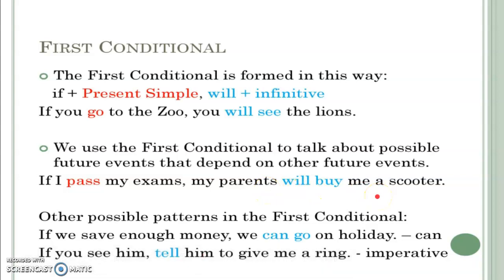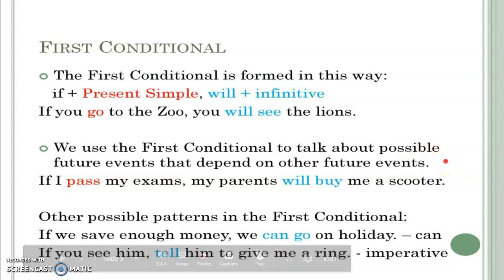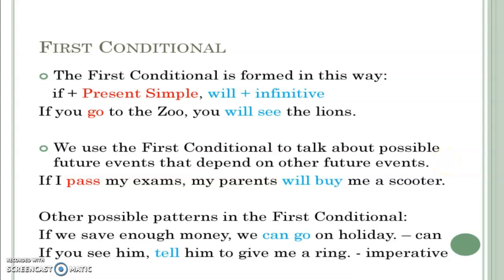يبقى لما بتكلم على first conditional you're talking about a possible future events. دي حاجة ممكن تحصل أو ممكن ما تحصلش. أنت مش بتتكلم على حاجة real ما بتتكلمش على facts. بتتكلم على possibility. احتماليات. طيب other possible patterns in the first conditional ممكن تقول ايه تاني؟ If we save enough money we can go on holiday.